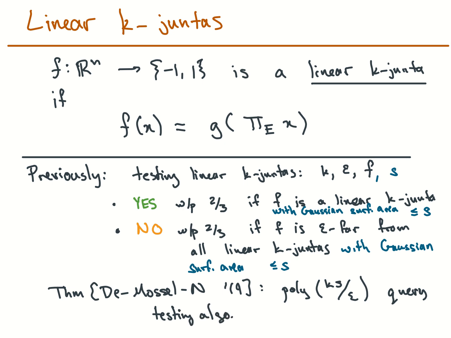The polynomial that we get is unlikely to be optimal, but the point is that there is no n. There is no dependence on the ambient dimension.